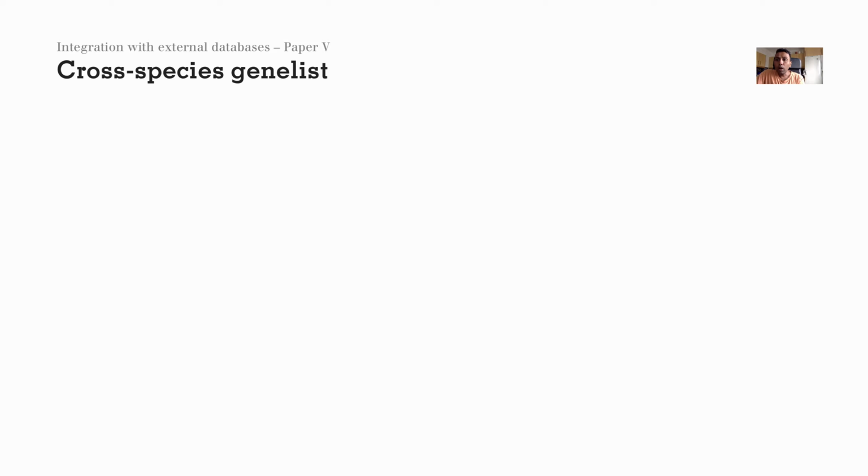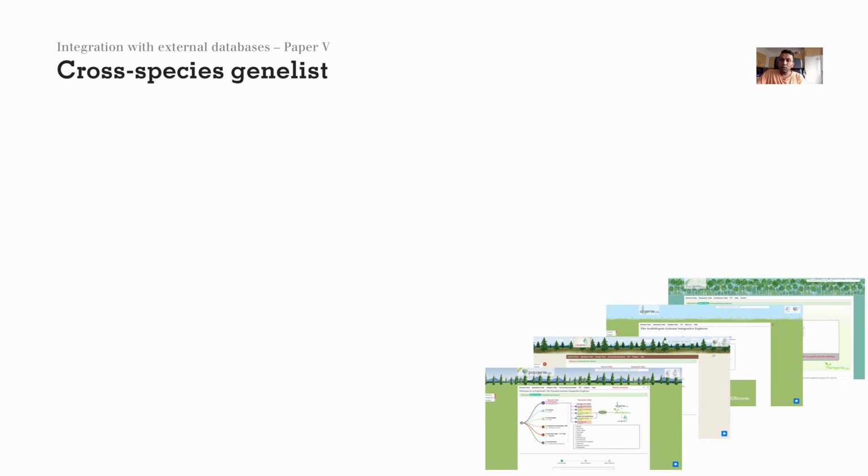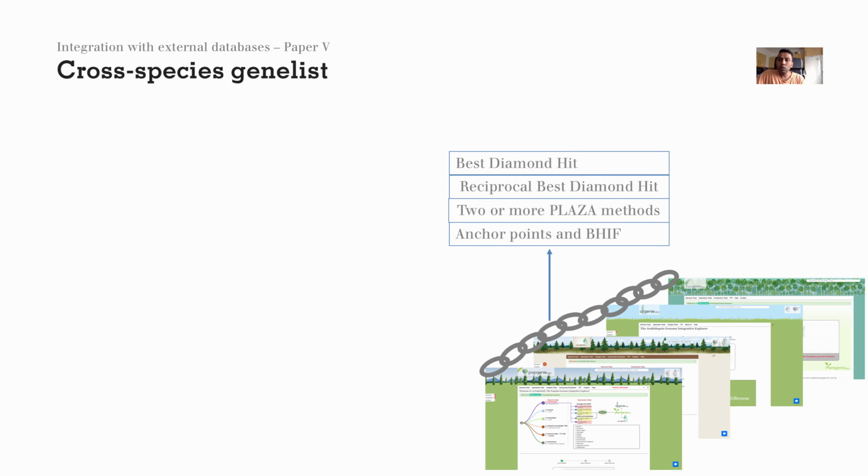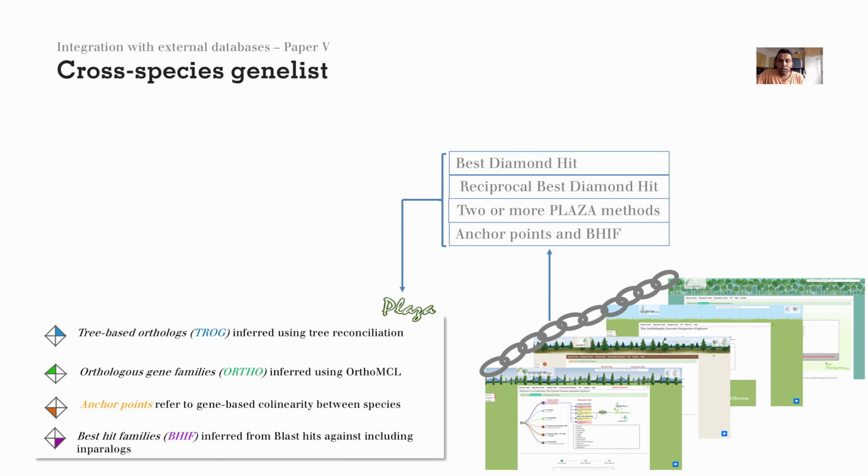Here is an example of how we can use this information with PlantGenIE to integrate cross-species movement between different sites. We have different gene lists for different species, but we do not know how to move from one species to another. We can connect different gene lists using cross-species ortholog genes, so we can use PLAZA ortholog information. As I mentioned earlier, PLAZA has four basic methods to calculate orthologs, so we can use this information to move between sites.